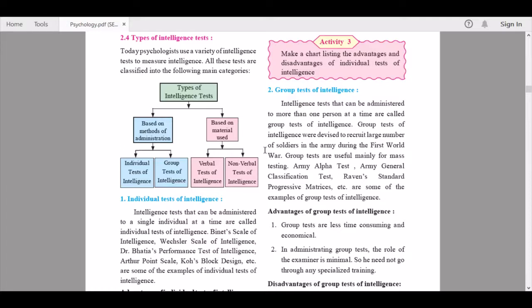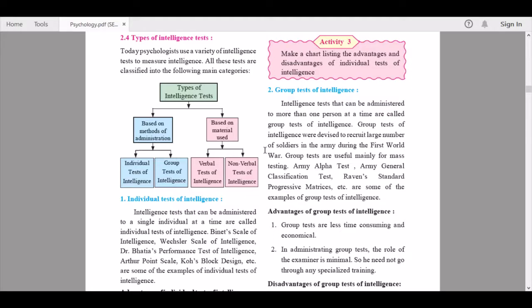Here we continue to Activity number 3. Please discuss this with your friends so that you can get a more efficient answer for this activity. Then we continue to Unit 2.4's pointer number 2, group tests of intelligence.